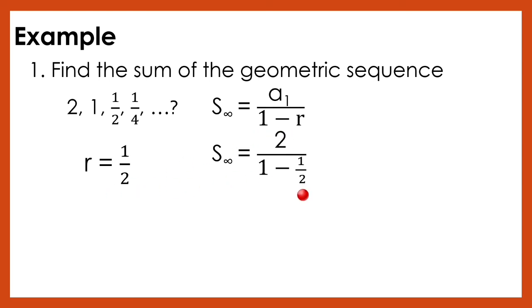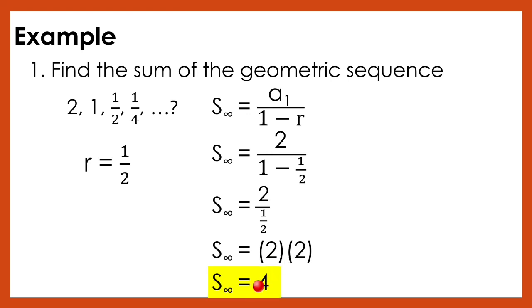Then, perform the operation. 2 over 1 minus 1 half is equal to 2 over 1 half. And then, 2 times 2. Bakit naging 2 times 2? Kukunin natin yung reciprocal ng 1 half, which is 2. And then, pag-multiplyin natin, 2 times 2 is equal to 4. Therefore, yung sum ng geometric sequence na ito is 4.